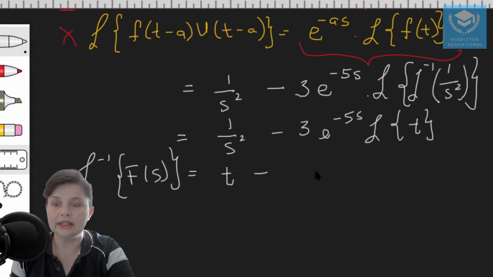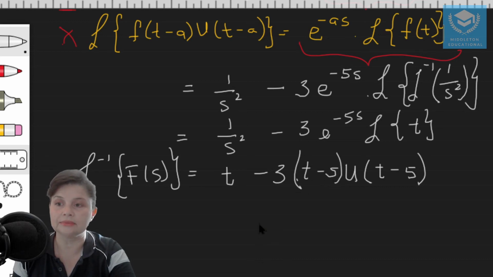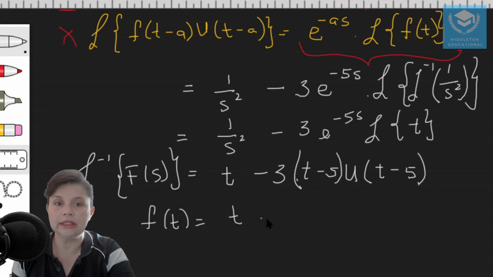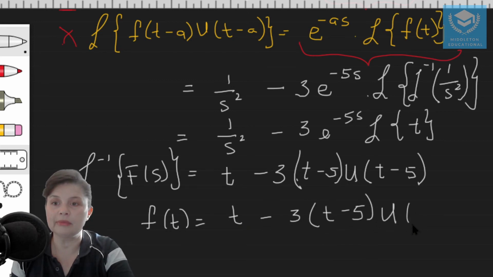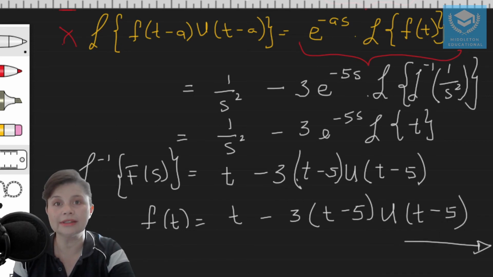So that means that we're going to need the 3 here times the shift in terms of u, so it's going to be t minus 5, and then the function of t, including the shift, is going to look like that. So that means that our final function is going to be t minus 3 times t minus 5 with the step function u of t minus 5. And that is our answer.